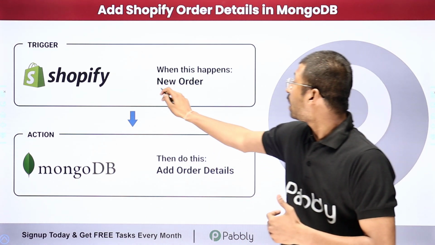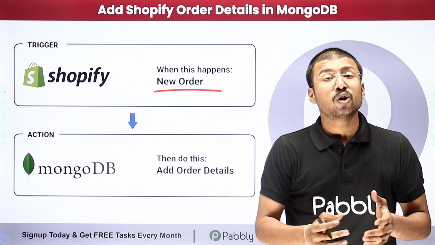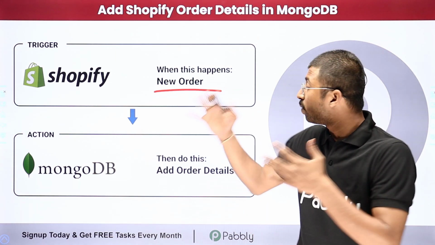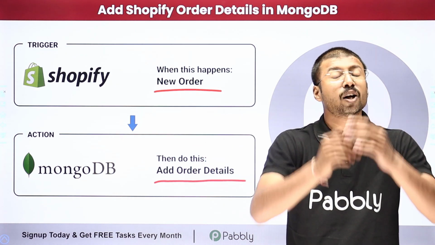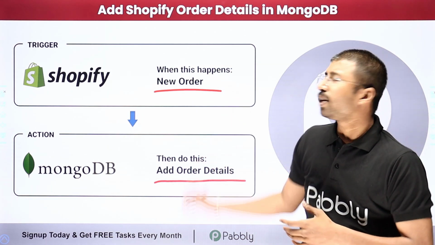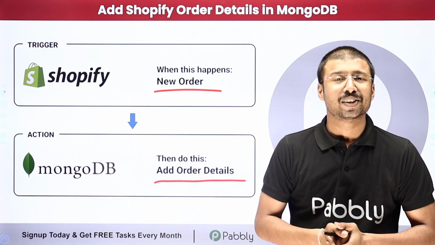In this automation, as a new order will be received on our Shopify store, automatically the details of the order with the details of the customer will be added as a new record in our MongoDB database. Now, if you want to learn how you can set up this complete automation all by yourself, for that you just have to come with me to my screen.